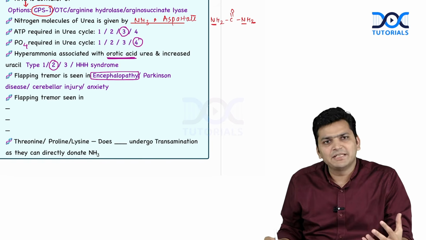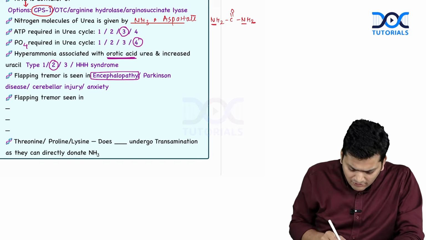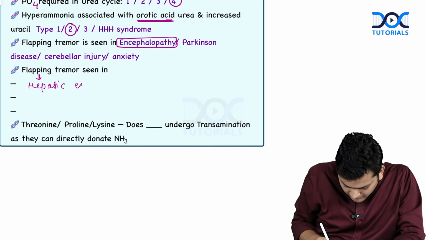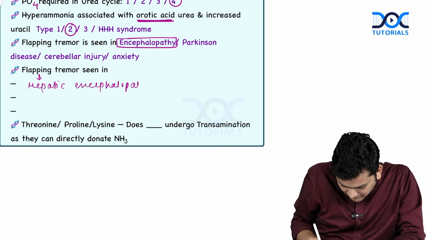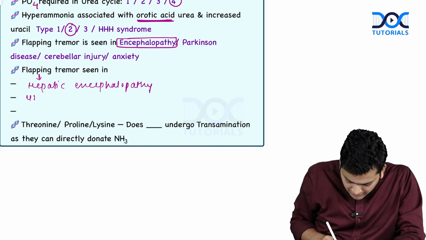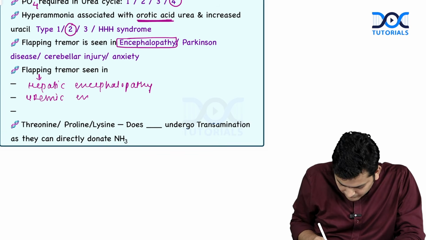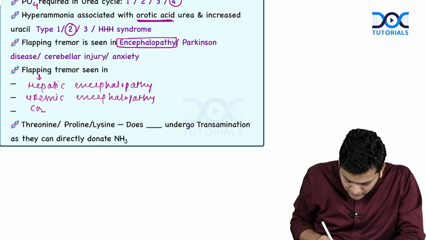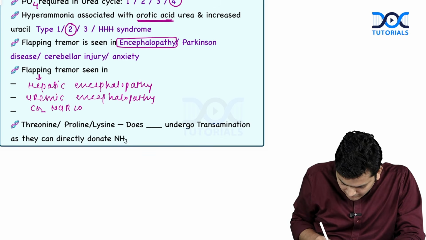Actually, flapping tremor is seen in few conditions. So let's write them down. This has been already asked. It can be seen in hepatic encephalopathy. It can be seen in uremic encephalopathy. It can be seen in CO2 narcosis, means hypercarbia.